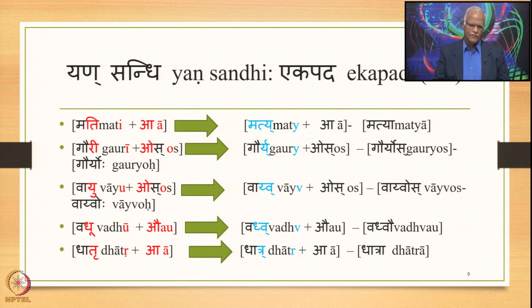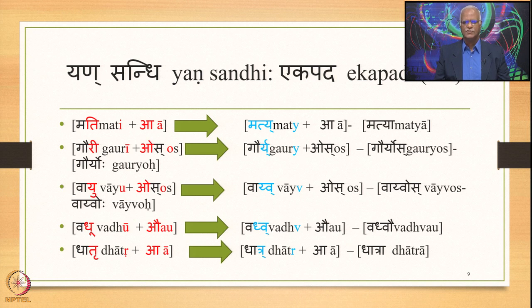Similarly, we have dhatru plus a. This is the instrumental singular of dhatru. Here we have ru followed by a. They are in the samhita mode and samhita is obligatory over here. And so iko yanachi applies and the output derived is dhatra plus a, that is dhatra. So these are the five examples where yan sandhi occurs within one pada.